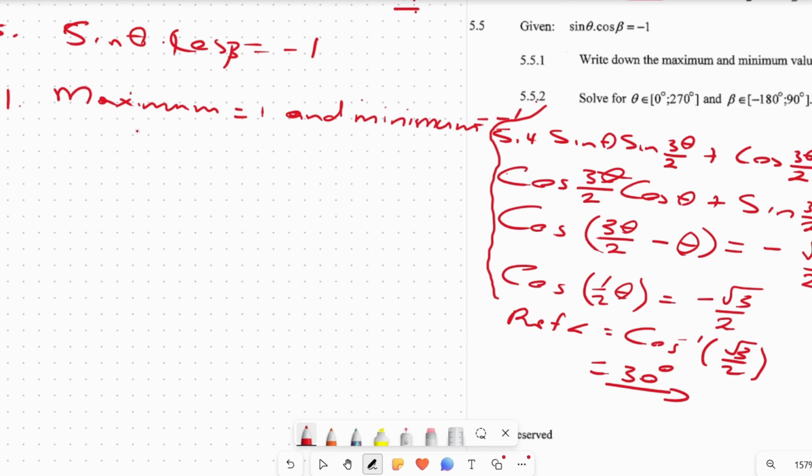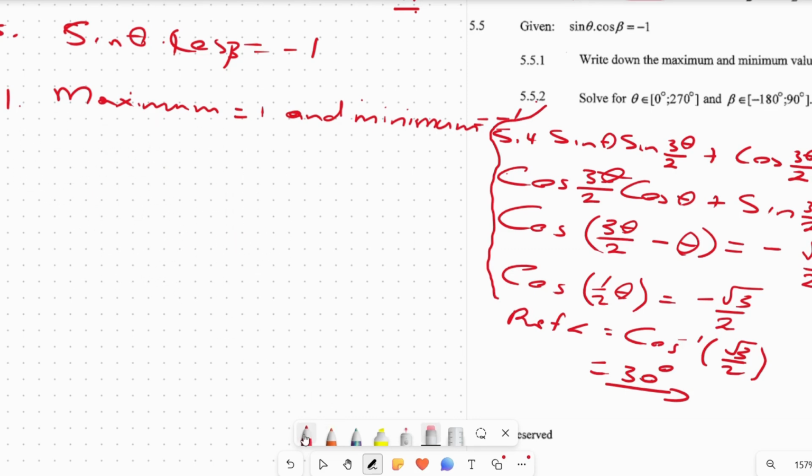Remember why we're saying that: the graph of cos beta starts from 1 here, goes all the way down, then comes back up. So at the minimum here, it's -1, and +1 is the maximum. That's why we say it's a maximum there.